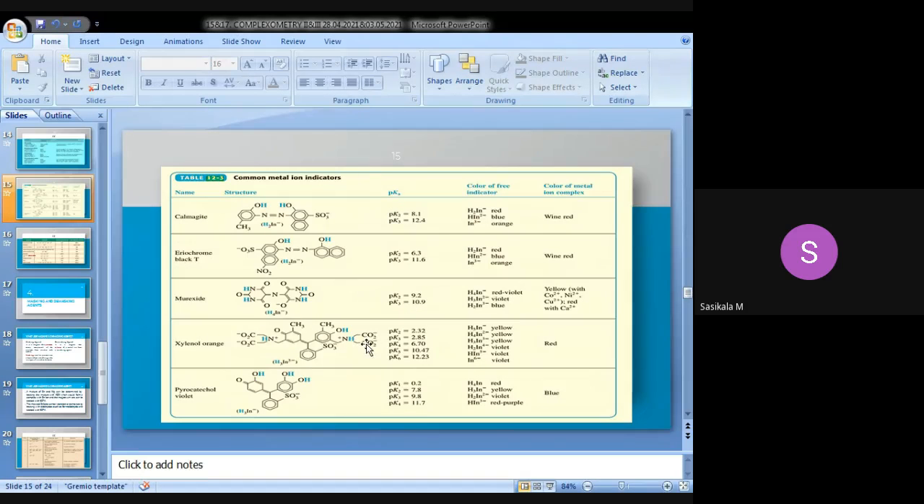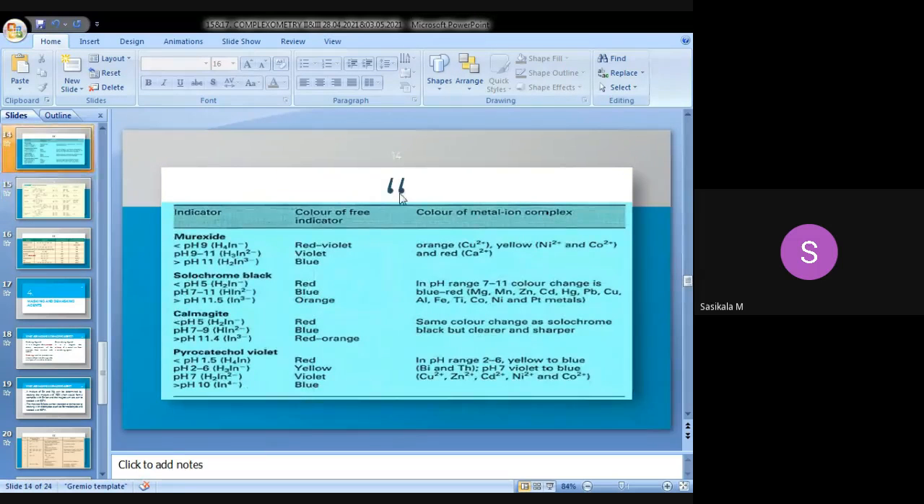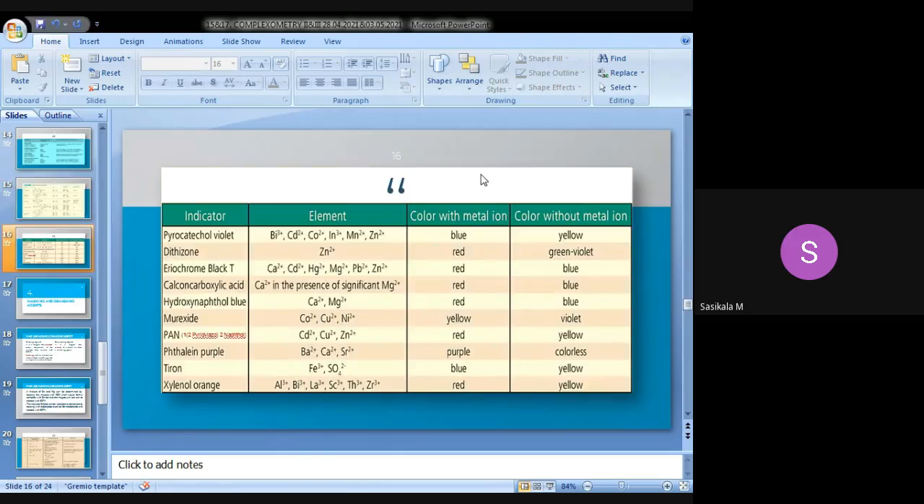This table represents chemical structures and pKa values, all the details, and the color of the indicator at different pH. You can observe that this also represents the color of the free indicator at different pH and the color change during metal ion complex formation.